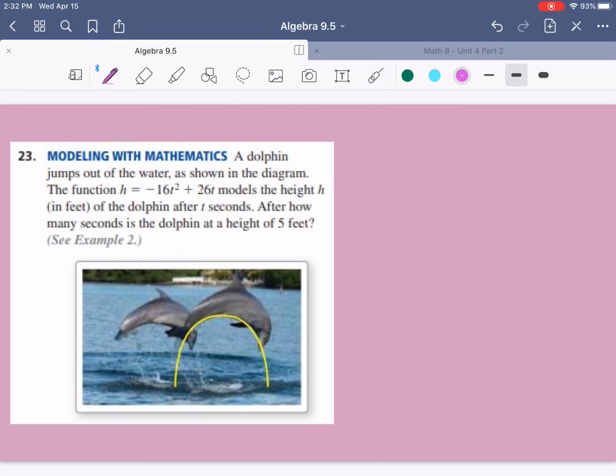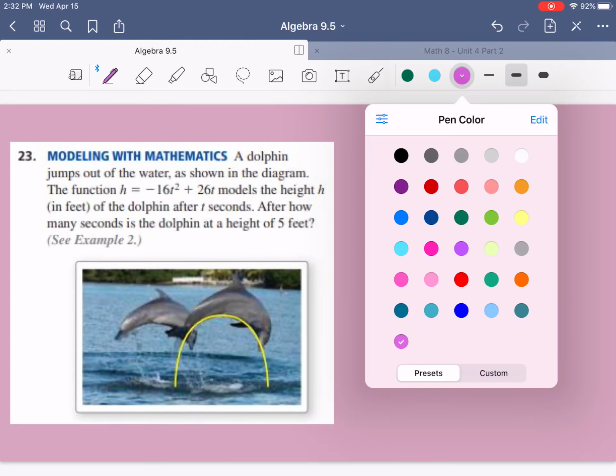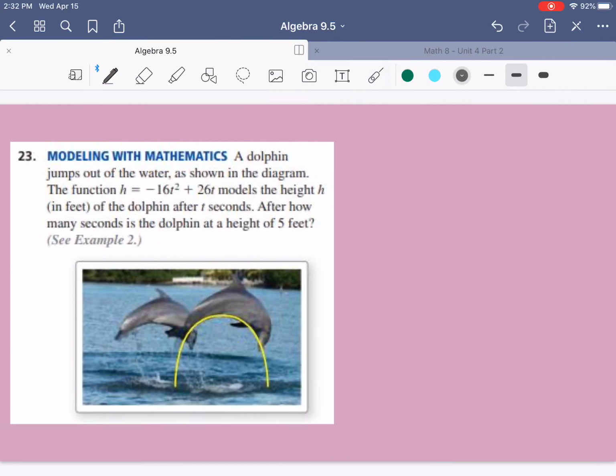So we have a dolphin jumping out of the water as shown in the diagram. The jump is a parabola, a parabolic shape. The function h equals negative 16t squared plus 26t models the height in feet of the dolphin after t number of seconds. So after how many seconds is the dolphin at a height of 5 feet?